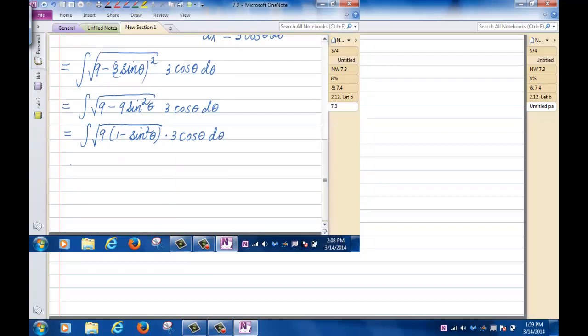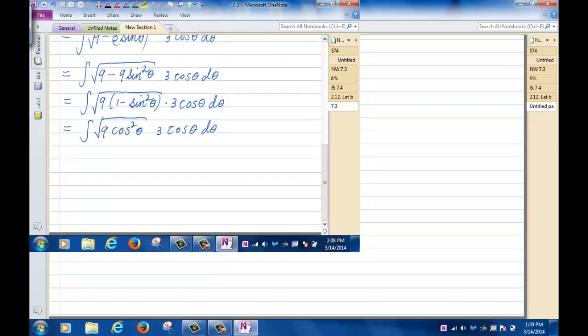And what is 1 minus sine squared? Cosine squared. And the square root of 9 cosine squared, well, that's just 3 times cosine, right?